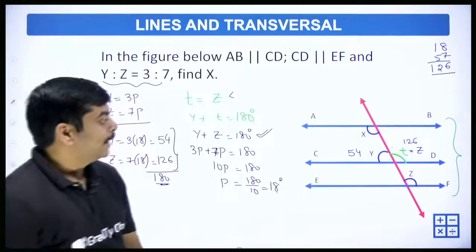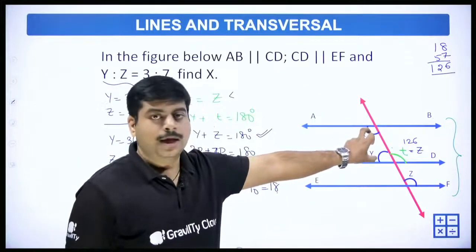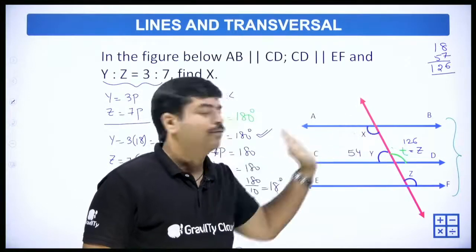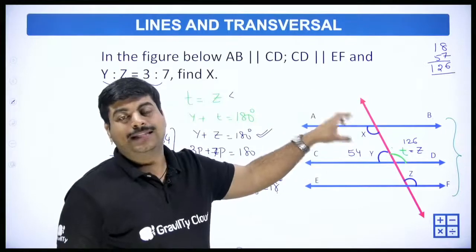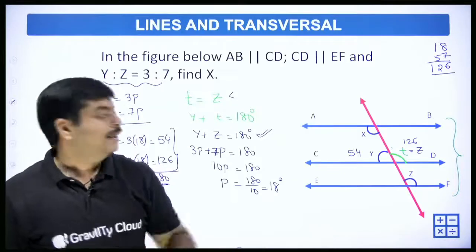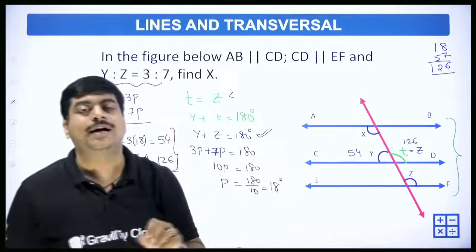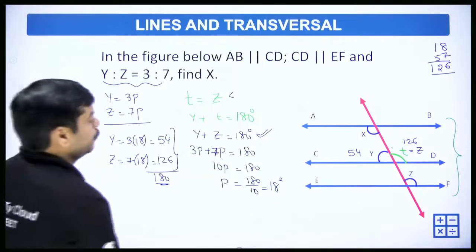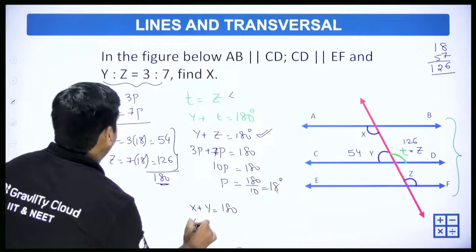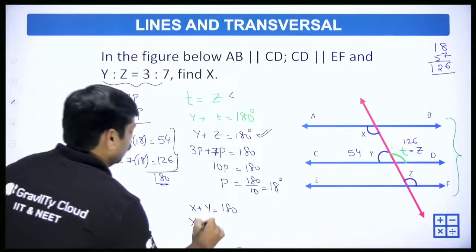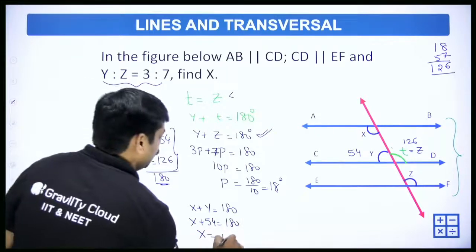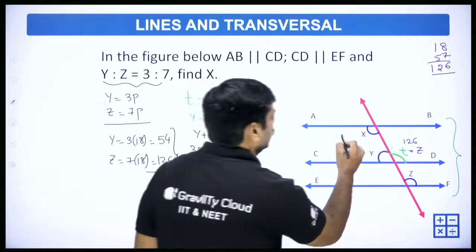Now we need to bring again some relation between X and Y, because these are the angles on the same side of the transversal, both are interior. Co-interior angles, which are supplementary, right? So X plus Y is equal to 180. X plus 54 is equal to 180. So X is equal to 180 minus 54, which is 126. So even X is equal to 126, right?